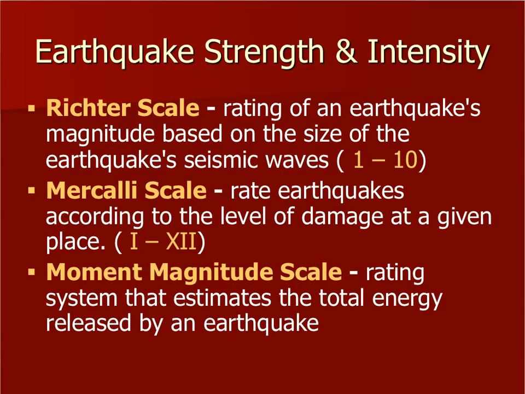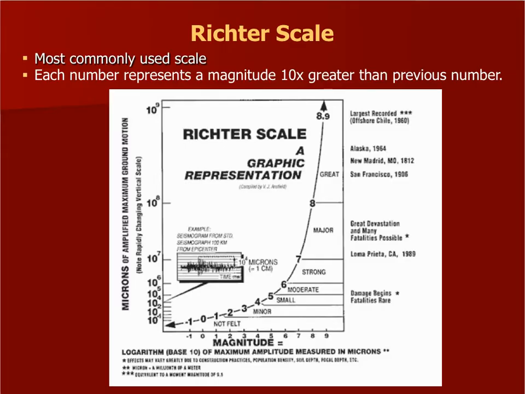Next, we're going to discuss the scales that they use to determine the intensity of an earthquake. There's 3 major scales: the Richter scale, Mercalli scale, and the moment magnitude scale. The Richter scale is the one you probably have heard of before. That rates the overall magnitude of the earthquake. The Mercalli scale rates earthquakes according to the level of damage at a given place. And the moment magnitude scale is a rating system that estimates the total energy released by an earthquake.